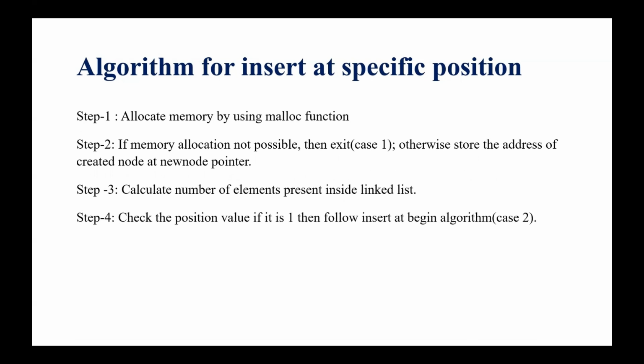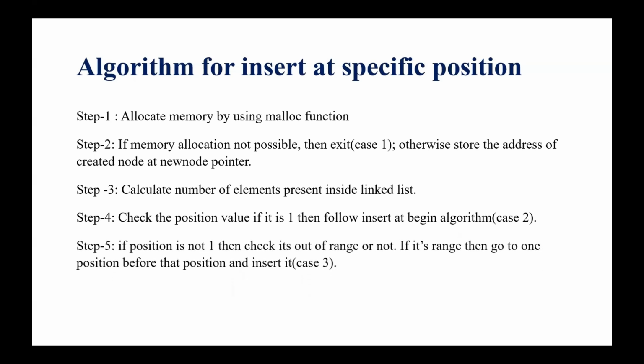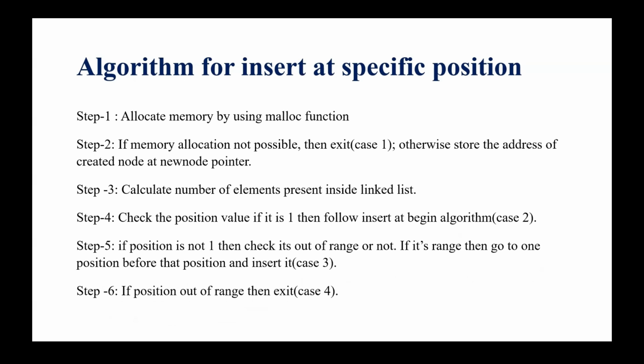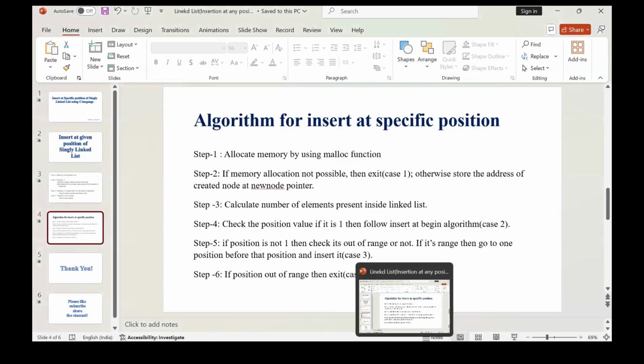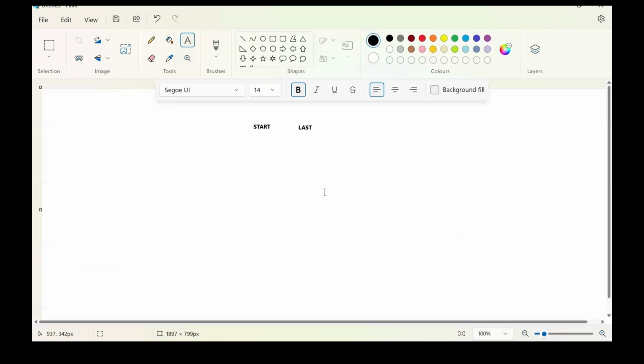After that, we have to check the position value. If the position is 1, then we follow the same algorithm as insertion at the beginning of the linked list. If the position is not 1 and it is not out of range, then we go to case 3, which means we search for the specific location and insert the value. If it is out of range, then we have to exit and print that it is case 4. So one by one, we have to consider the possible locations. Let's take an example of how we perform the operation.